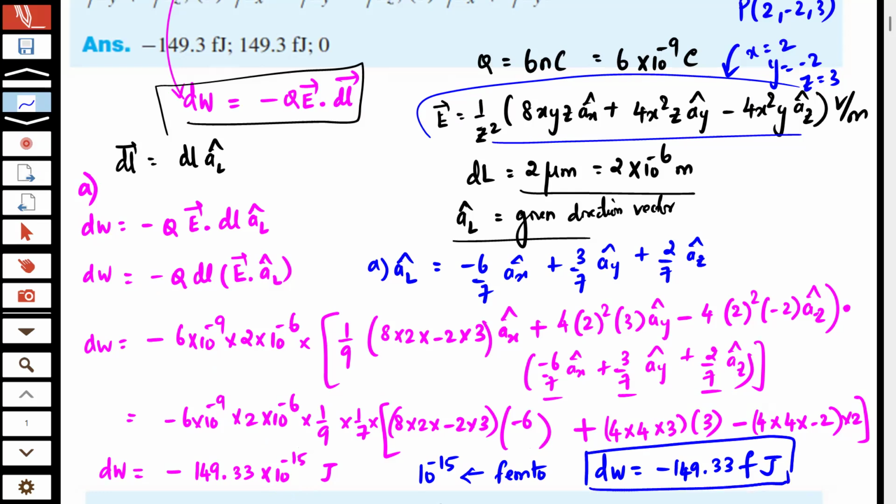In a similar way, we have to just change this aL cap. This aL cap should be changed for the second subdivision and perform the similar calculations. You will get the work done for the second subdivision and third subdivision. I will do that and show for you.